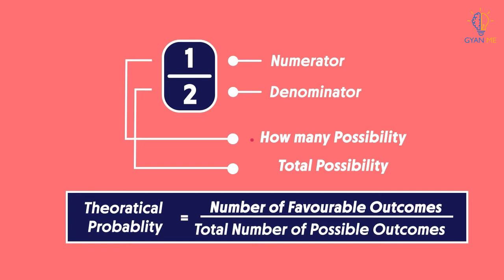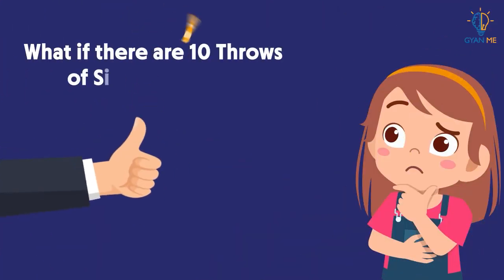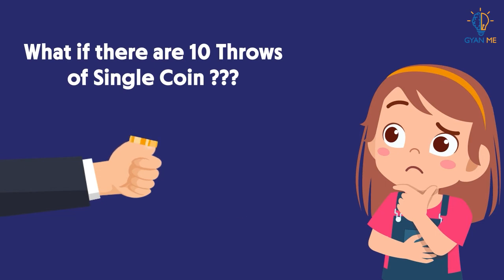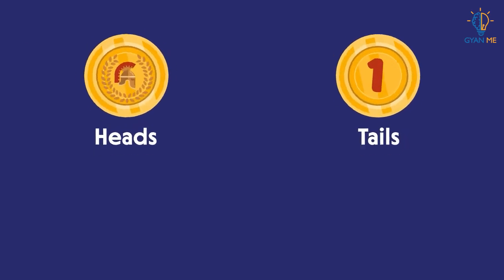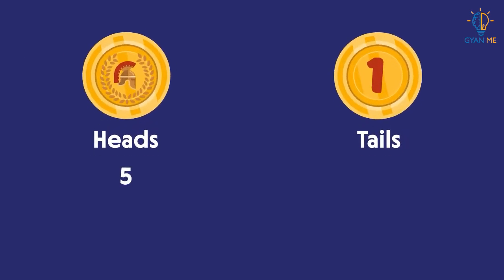But students, what if there are 10 throws of a single coin? Since the events of getting heads and tails are equally likely, can we say that we will get heads 5 times and tails 5 times for sure after 10 tosses? This might not be true. We might get 4 heads and 6 tails, or we might get 7 heads and 3 tails, or some other.